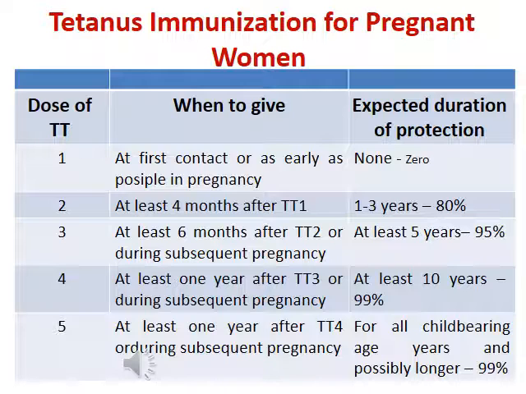Number 4, at least 1 year after tetanus 3 or during subsequent pregnancy, at least 10 years and 99% of protection. Number 5, at least 1 year after tetanus 4 or during subsequent pregnancy, for all childbearing age years and possibly longer, 99% of protection.